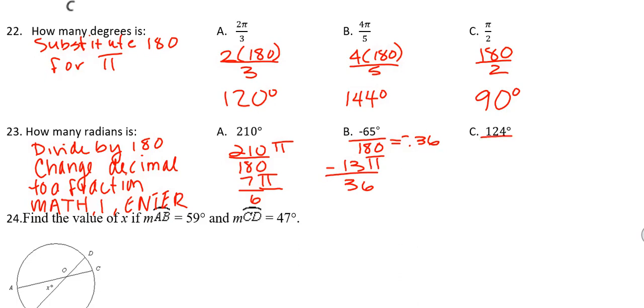Over here, again, divide by 180. When I do that, I get 0.69. When I push math 1, that becomes 31 pi over 45. That's how we represent these problems in radians.